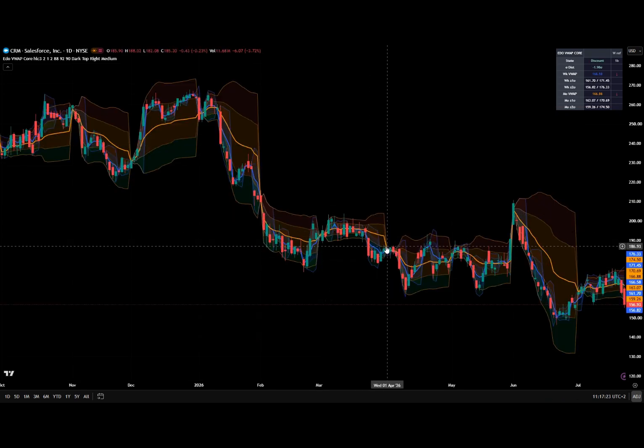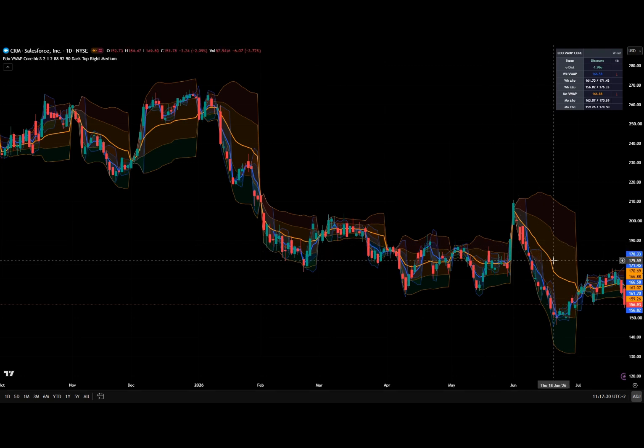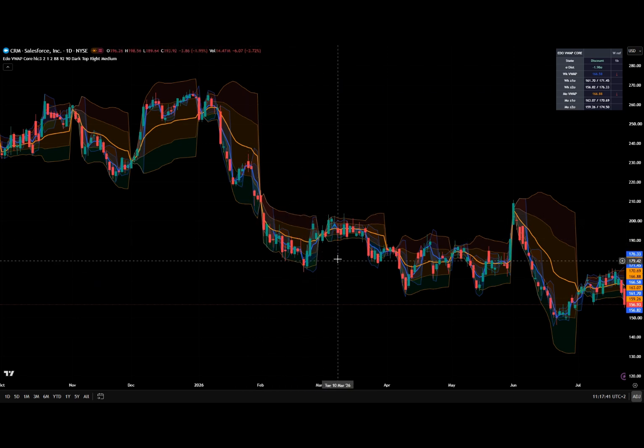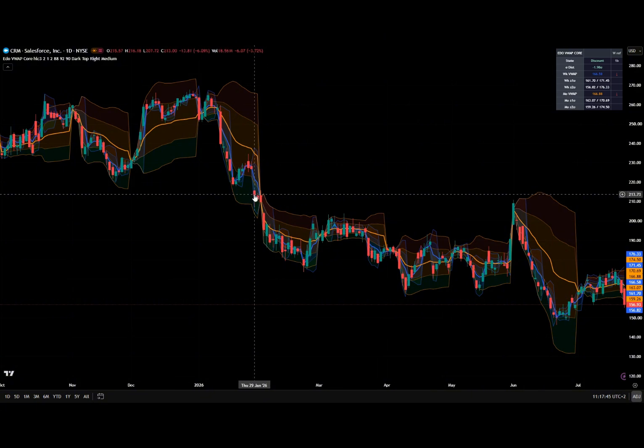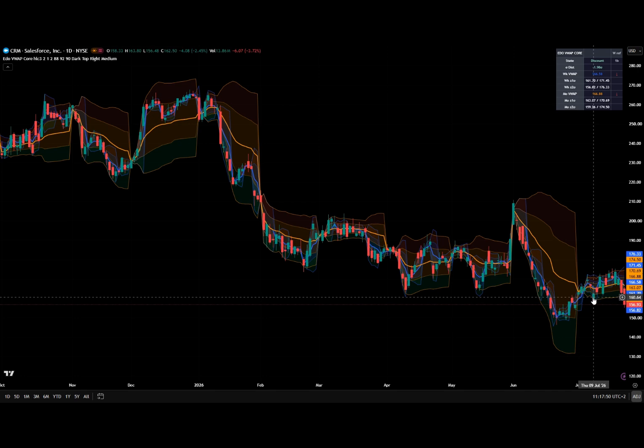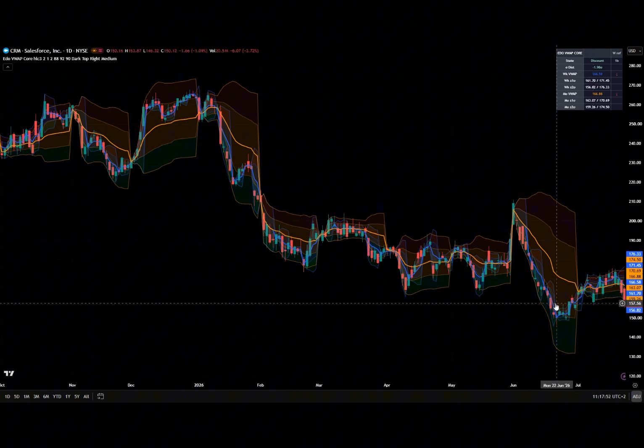Below VWAP is the mirror, discount, price cheap relative to the average. 1 to 2 sigma below is discount, beyond 2 sigma is discount extreme, shaded green. These are the zones where price has stretched to the downside and often snaps back toward VWAP. On Salesforce daily the dips into the discount extreme band mark where sellers overextended. Discount is where value buyers benchmark, not a signal on its own.